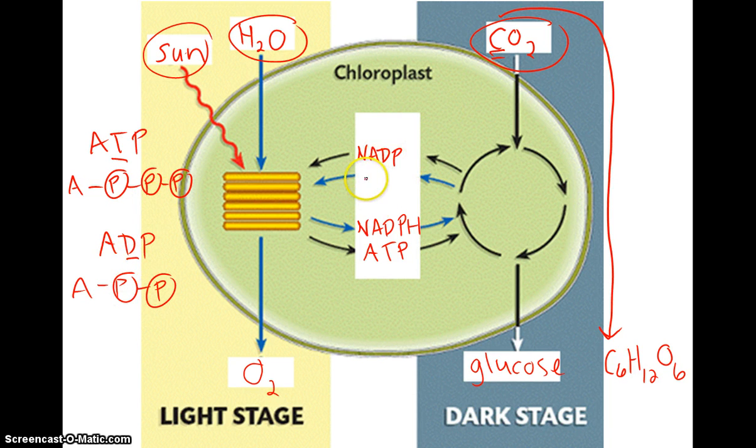If we go back over here, ADP is what's going to be sent back to the light stage. So really all that happened over in the dark stage was ATP lost one of its phosphates, which released a ton of energy. So the dark stage sends ADP back to the light stage to just add on another phosphate.